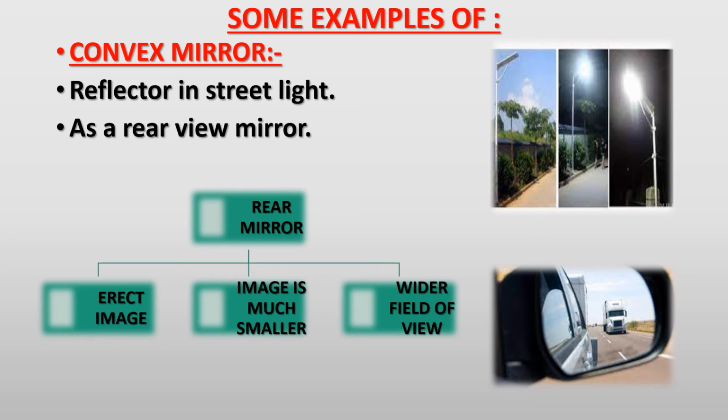Second, size of the image formed by the convex mirror is much smaller than the object. And third, convex mirrors have a wider field of view as they are curved outwards. Therefore, a convex mirror enables the driver to see a much larger area than would be possible with a plane mirror.